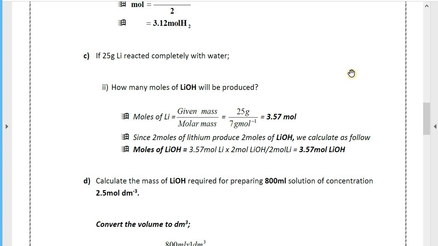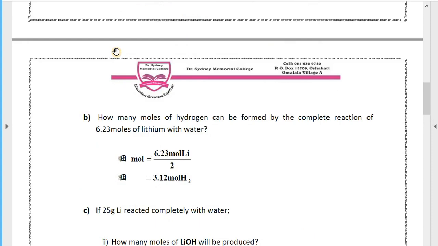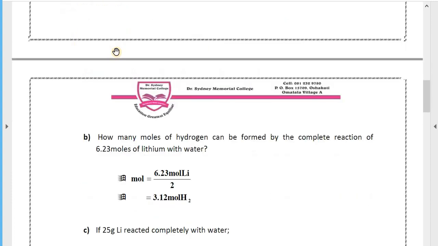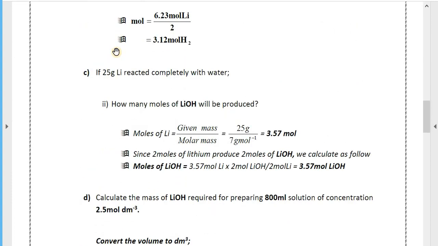This is not the answer. 3.57 moles is not the answer. It's just a conversion of 25 grams. But then we know that from this equation, 2 moles of lithium produce 2 moles of lithium hydroxide. That is a reaction ratio of 1:1. So if you have a reaction ratio of 1:1, how many moles do you think will be produced when 3.57 moles of lithium react?